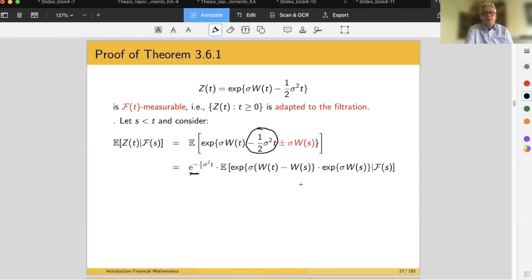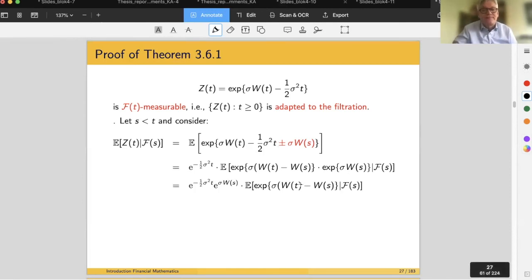Now, how to continue with this? Next step is that Ws and e to the power sigma Ws is Fs measurable. So take out what you know. We know this. It is just e to the power sigma Ws. So we can take it out of the expectation operator. So it appears here, right? And what remains is the expectation of e to the power sigma times this increment in the exponent.